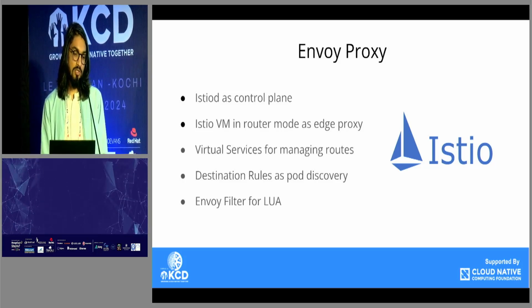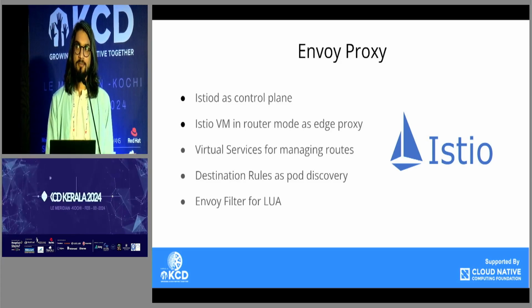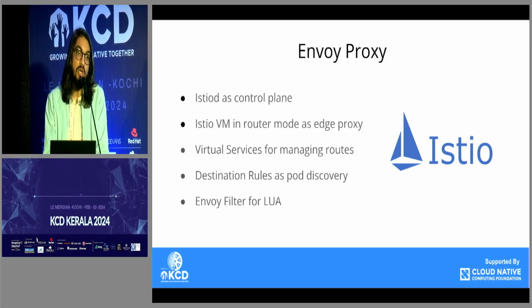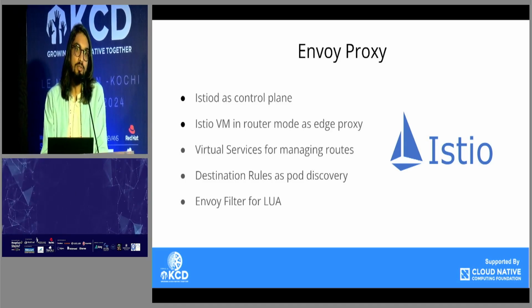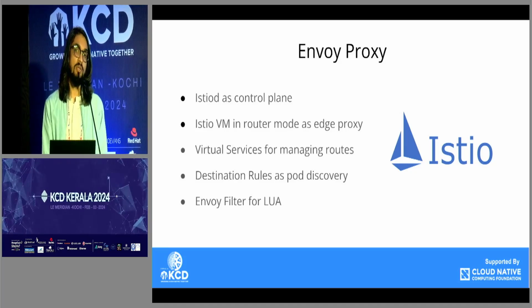Then you have to configure a destination rule. What the destination rule would do is add your routing paths. So let's say you want to route your /abc to some workload and /xyz to some other workload, you can do it.